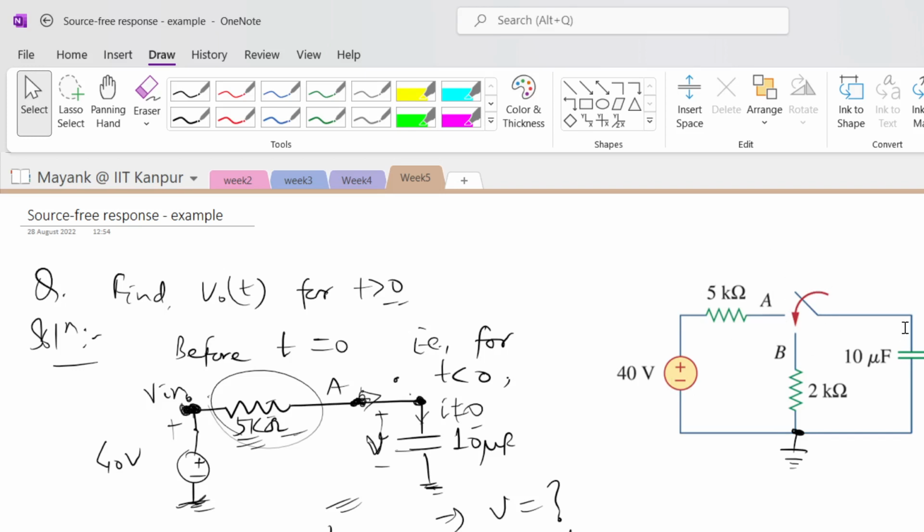I don't know whether my cursor is visible or not. Can you see my cursor here as I am moving it with my mouse? Can any one of you unmute yourself and just confirm? Can you see my cursor here?